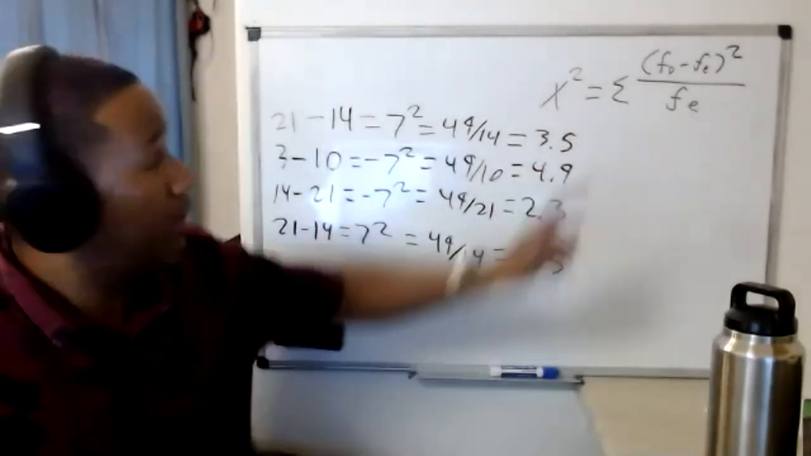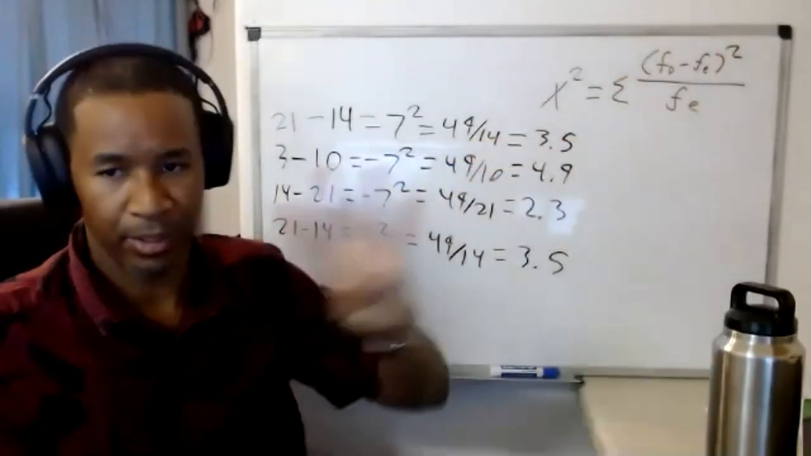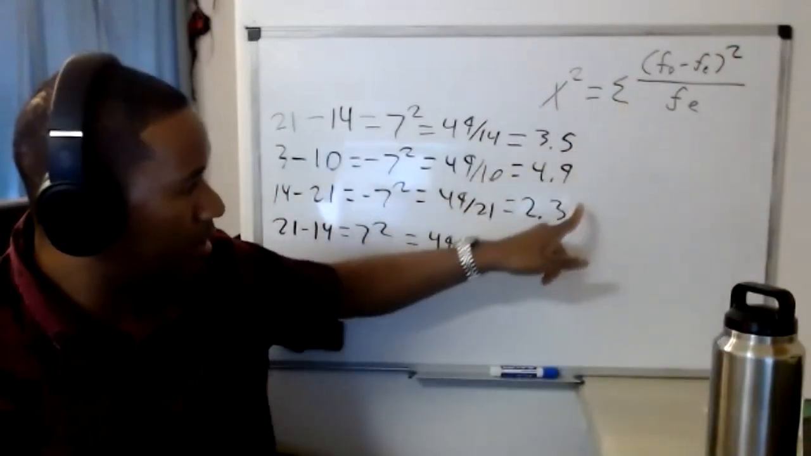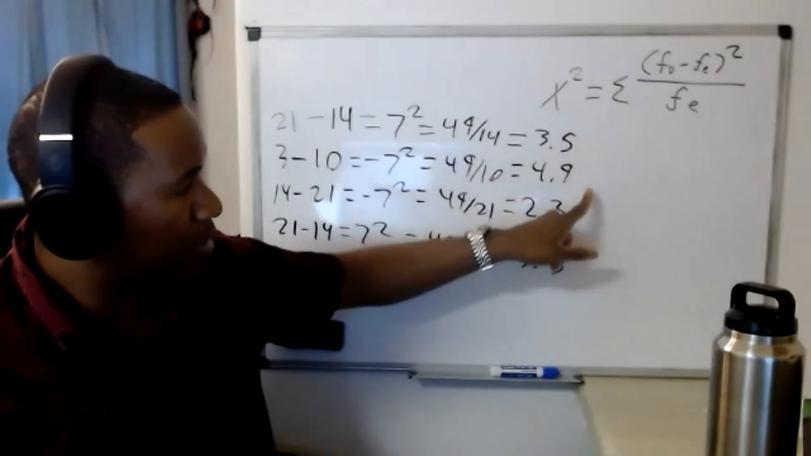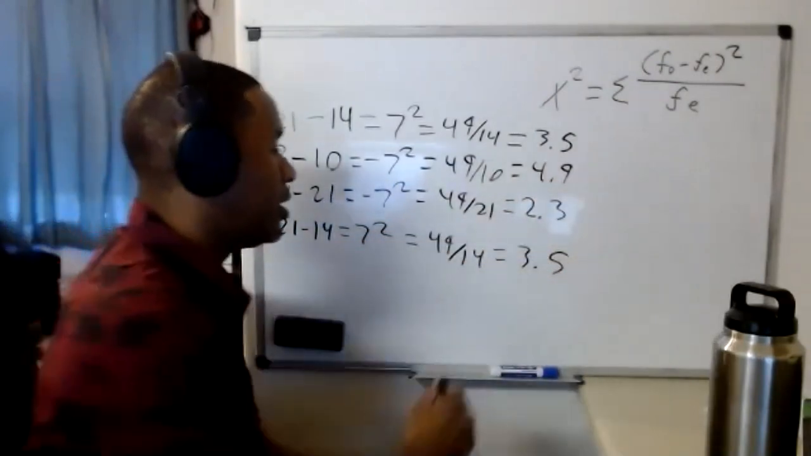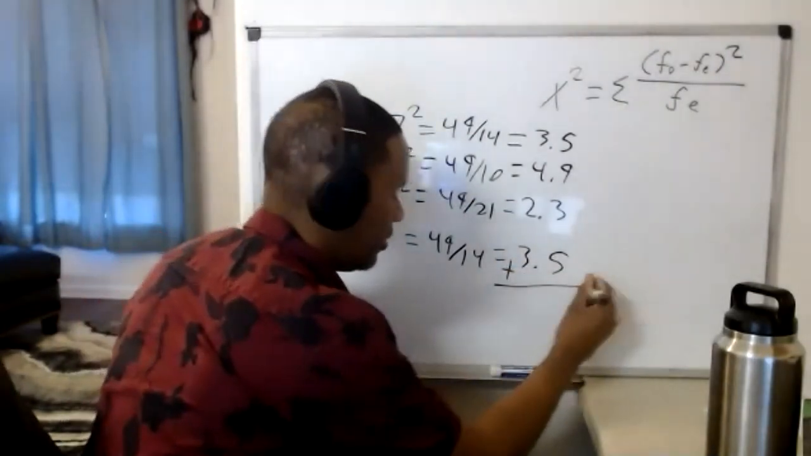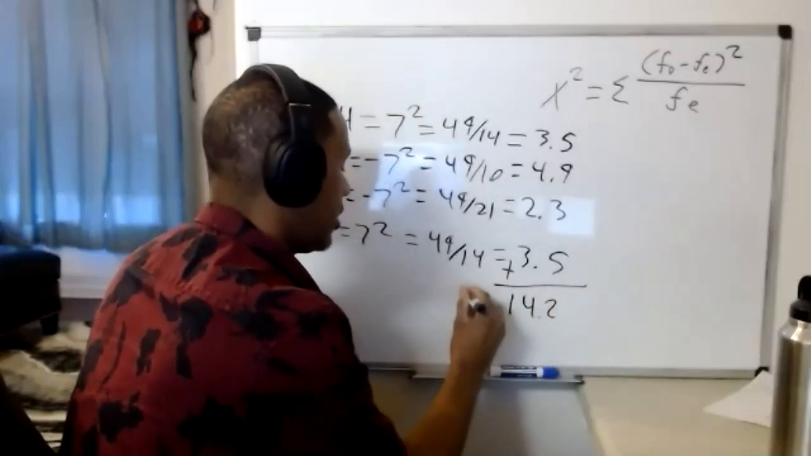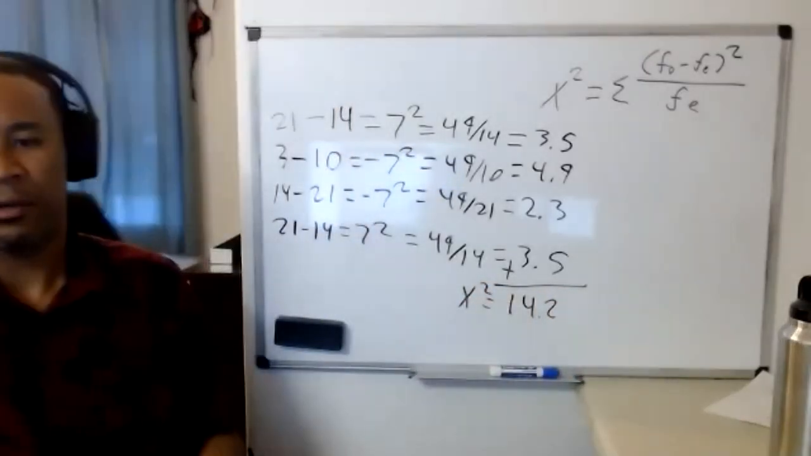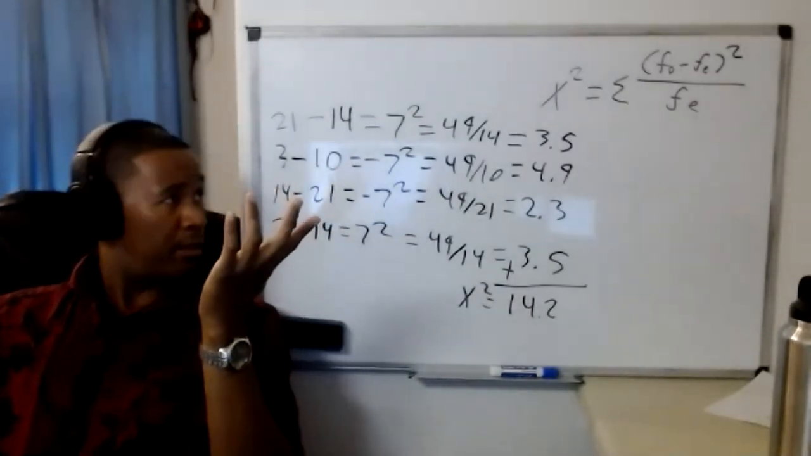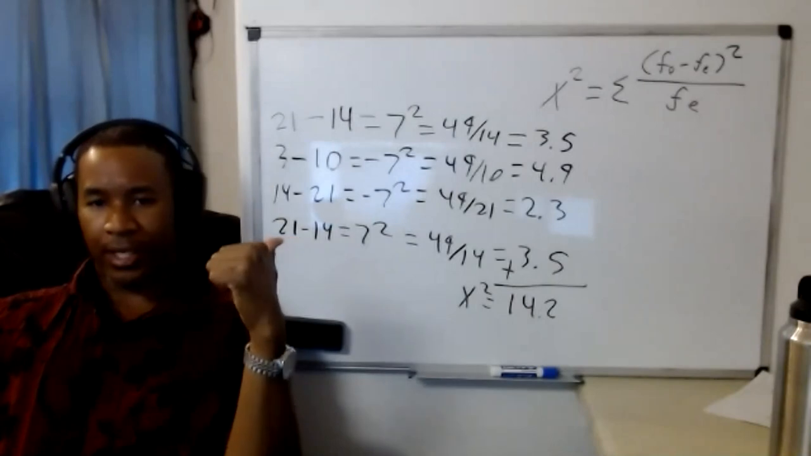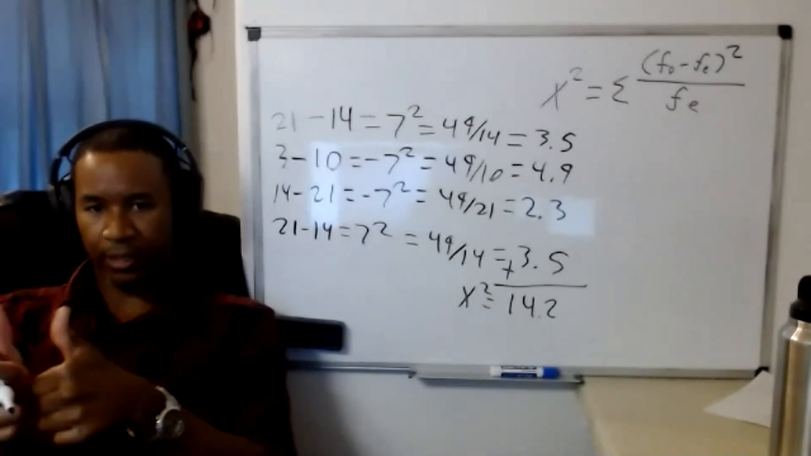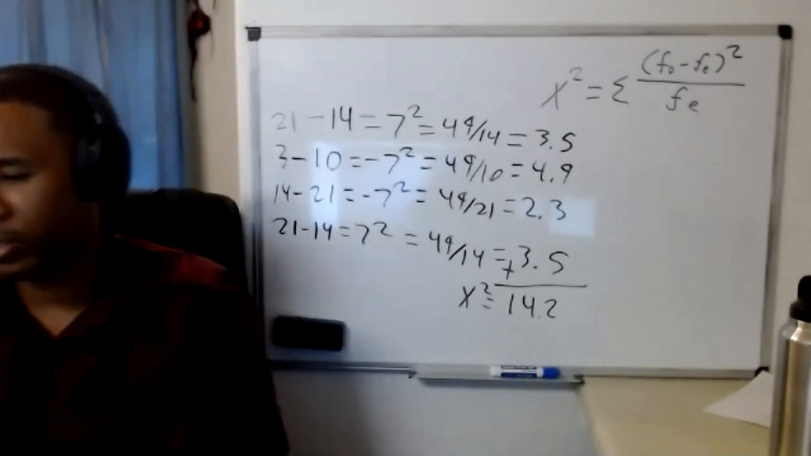So we've done this 4 times already, for each of the 4 cells. The next thing we do is we add these up, and 3.5 plus 4.9 plus 2.3 plus 3.5 should add up to what? 14.2, good. So our chi-square is equal to 14.2. Anybody have any questions about how we calculate the chi-square? No. I got it? Cool. All right, so that's how you go about calculating the chi-square.